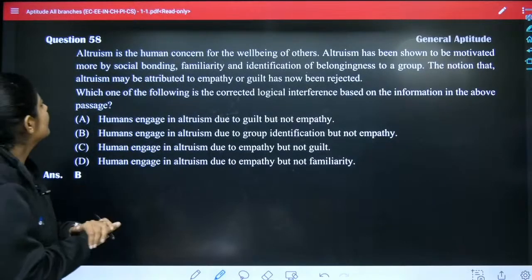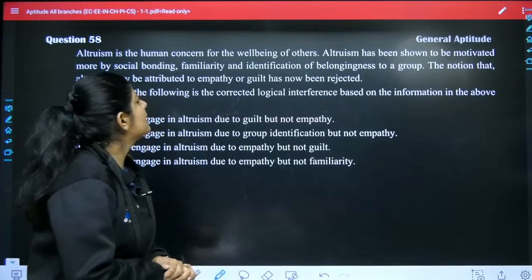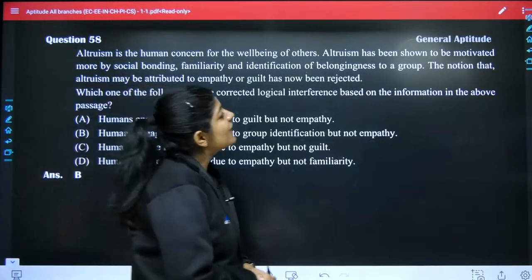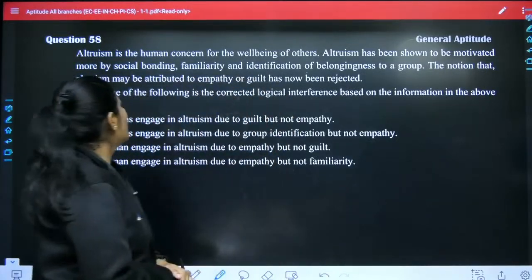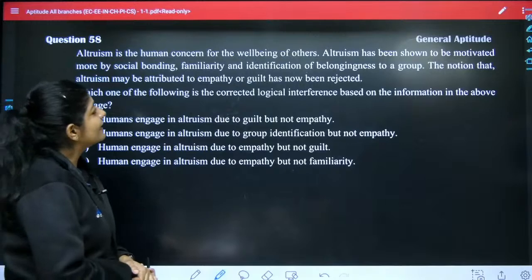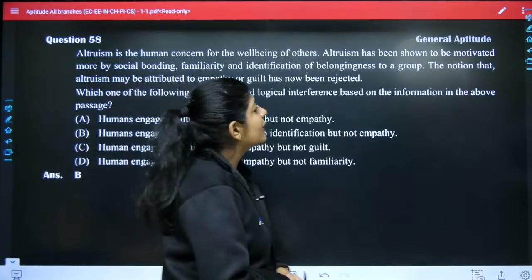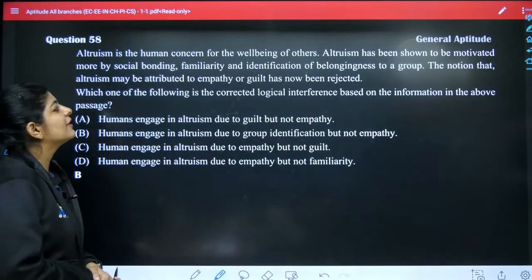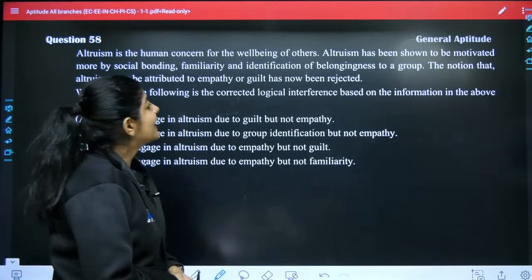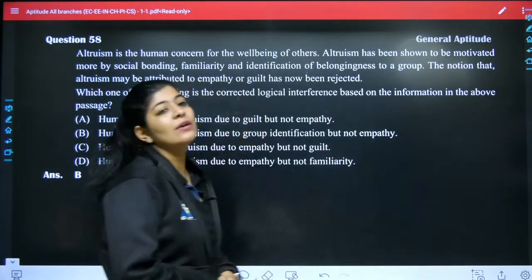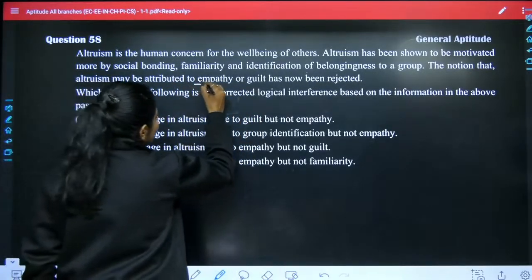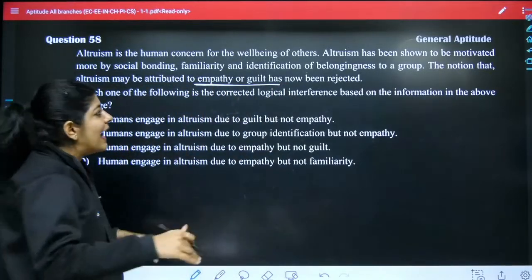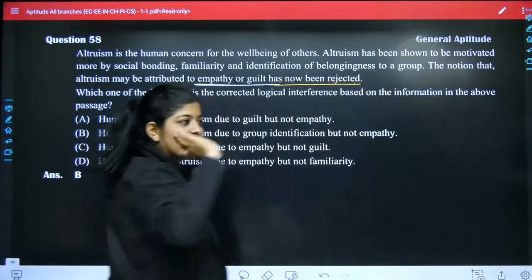Here we have a question. Altruism is the human concern for the well-being of others. Altruism has been shown to be motivated more by social bonding, familiarities, and identification of belongingness to a group. The notion that altruism may be attributed to empathy or guilt has now been rejected. Now, look at these words. Both of these words are used in the same tone, that now they have been rejected, right?